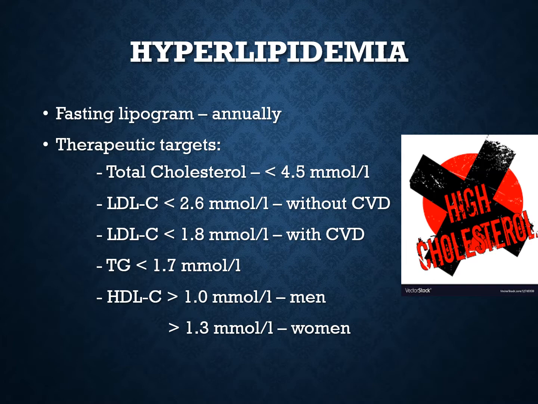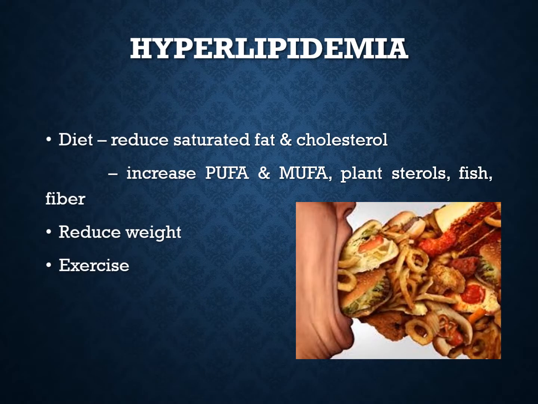Similarly, the triglycerides should be aimed below 1.7 millimole per liter, whereas high-density lipoproteins, which are good lipids, should be more than 1 millimole per liter in men and more than 1.3 millimole per liter in women. If your lipid levels are high, you need to change your lifestyle.